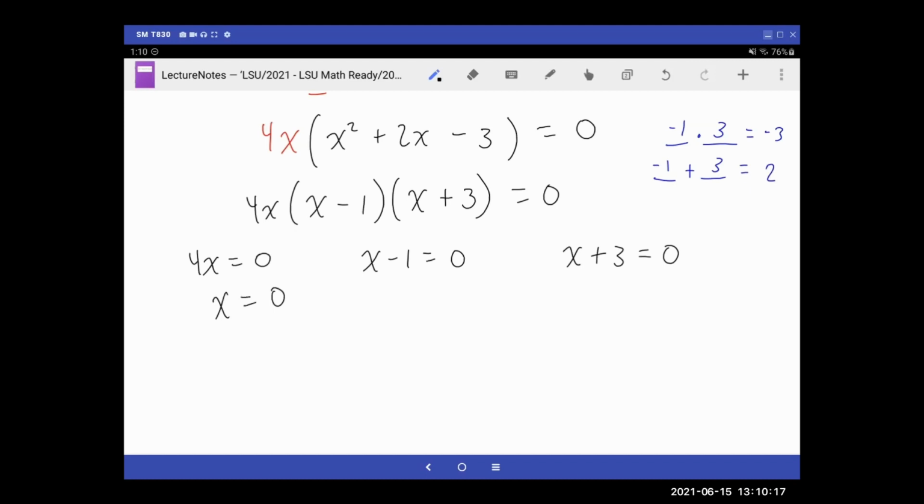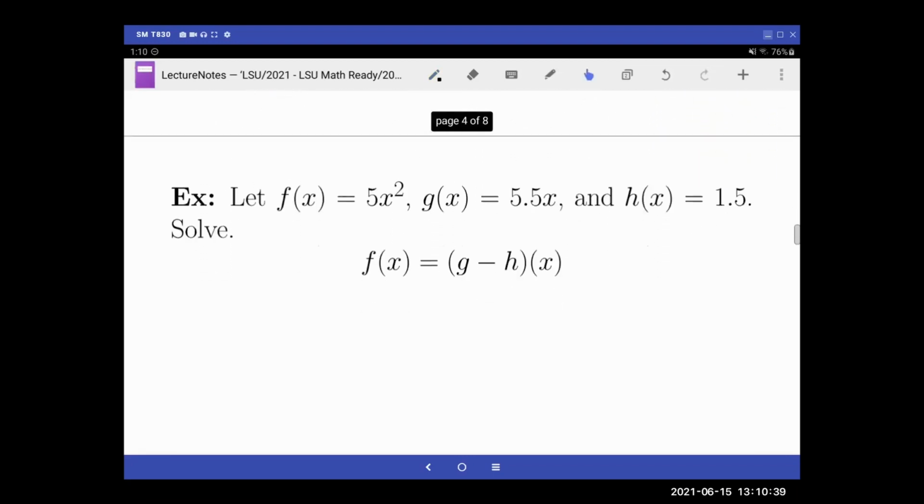Okay. I can add 1 to both sides to get x equals 1. I can subtract 3 from both sides to get -3. So here are my 3 solutions. Okay, so yeah, we didn't spend a lot of time on the factoring part, but it's good to review that. We can always talk about that some more later.